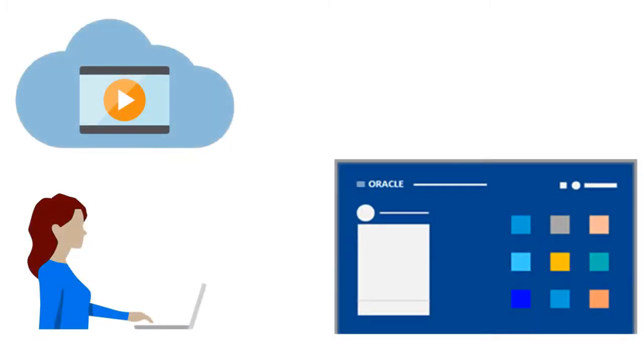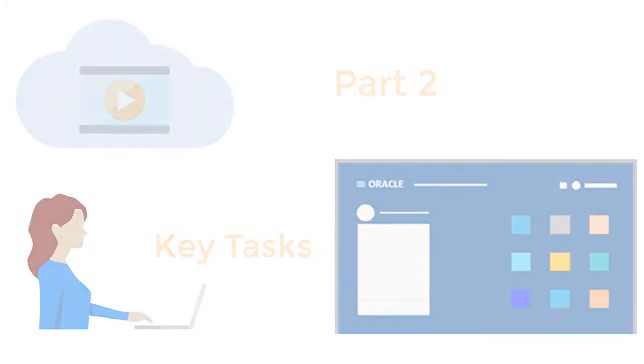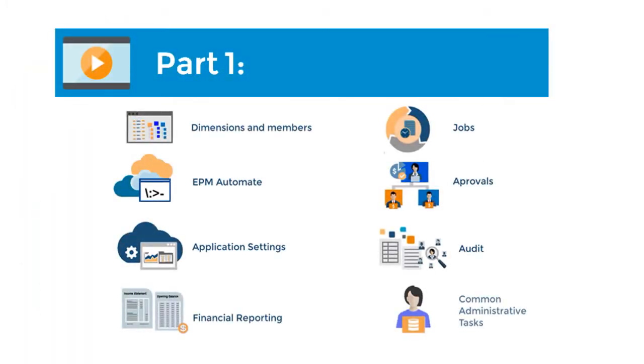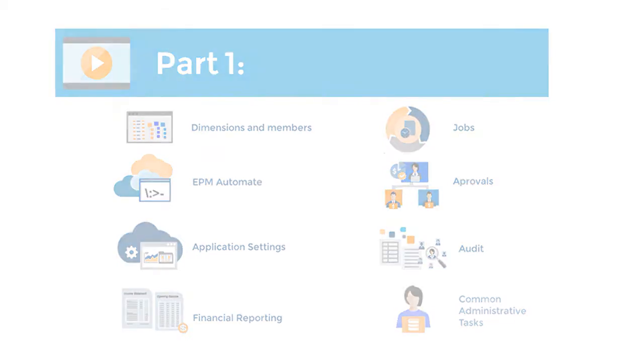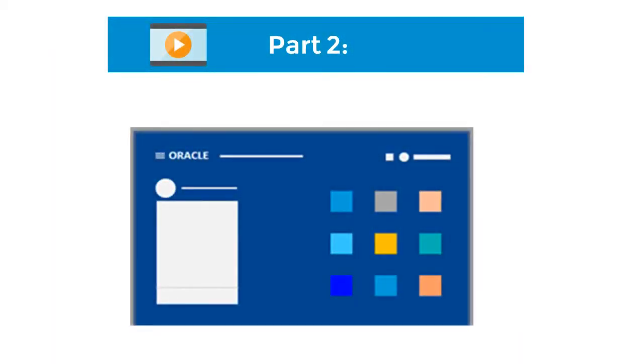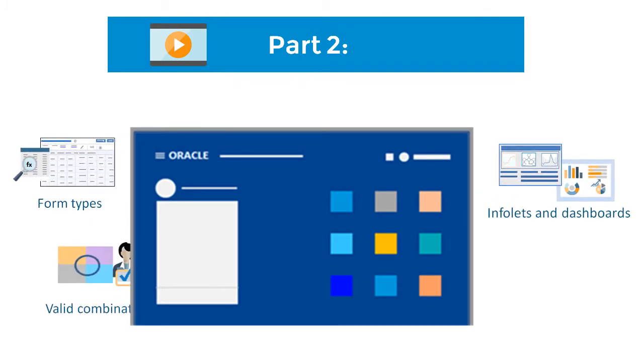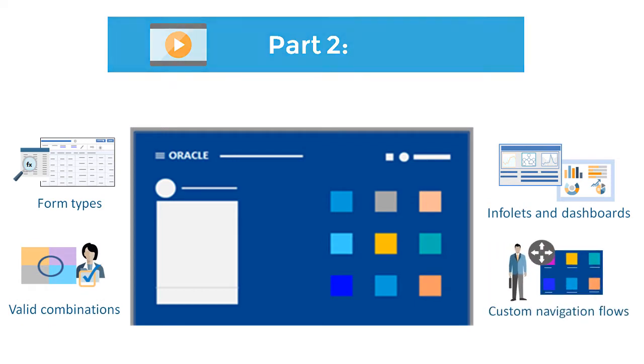In this second part of our two-part series for administrators, we'll show you the highlights of performing more key tasks in the Simplified interface. In Part 1, we covered dimensions, jobs, EPM Automate, approvals, application settings, audit, financial reporting, and common administrative tasks. Now we'll show you how to find and work with the different types of forms, infolets and dashboards, valid combinations, and custom navigation flows.